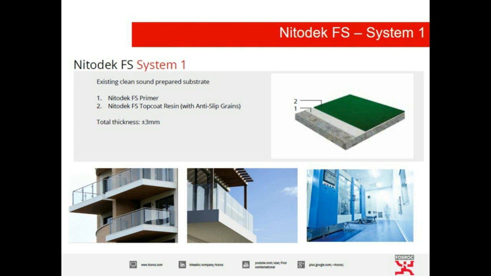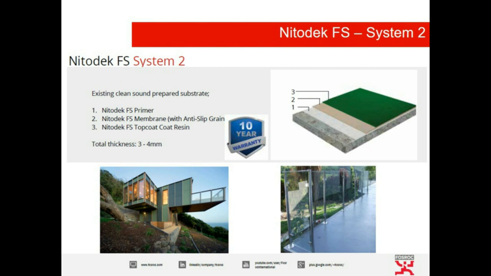Okay, moving on to System 2 now. So System 2 is the same idea. So you're using the primer and you've got a top coat. Main difference here is you've got a membrane in the middle. But the beauty of this membrane is that it's actually a slightly softer material. It's slightly more elastic. So it's perfect for situations where you're actually having to put a waterproofing component in here.